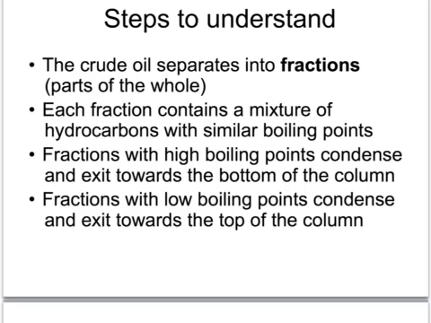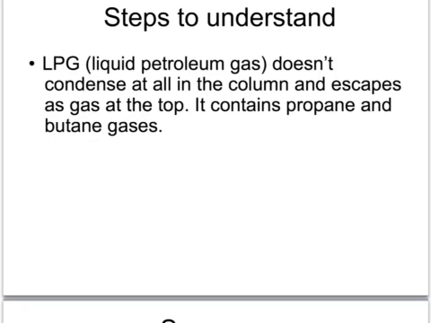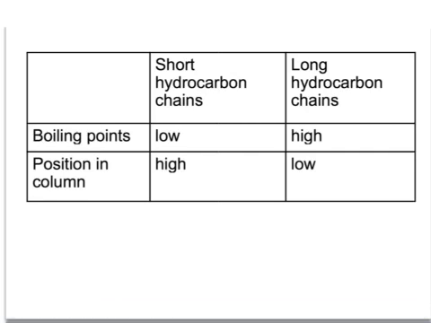In this way, the crude oil separates into fractions, which are, I suppose, parts of the whole of the crude oil, where each fraction contains a mixture of hydrocarbons which have got similar boiling points within a particular range. The fractions with the high boiling points condense towards the bottom of the column, and those with the low boiling points condense and exit towards the top of the column. And because the liquid petroleum gas doesn't condense at all in the column, it escapes as a gas out of the top. That liquid petroleum gas contains substances like propane and butane gases, which are used as fuels.